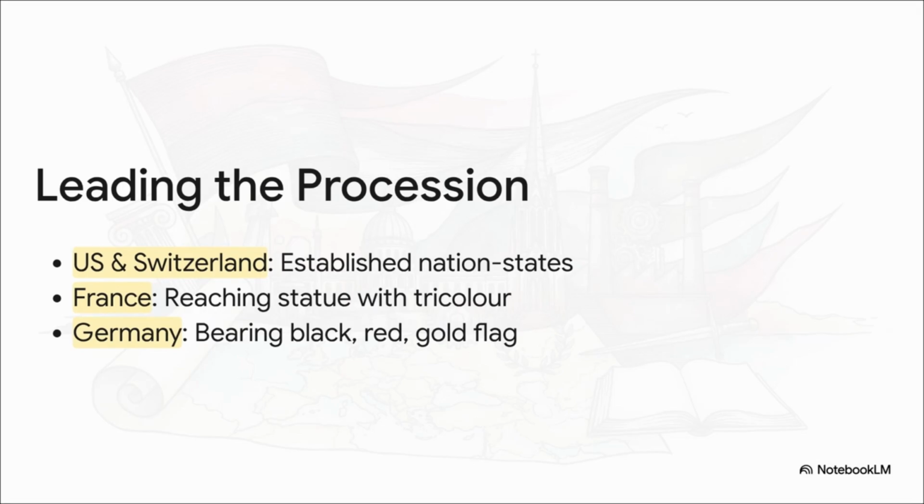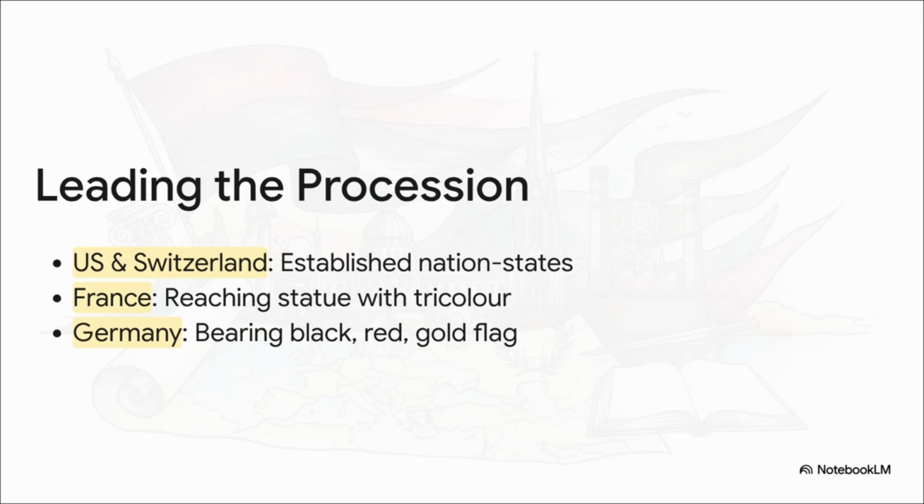So, who is leading this massive parade? Well, chronologically and politically, the placement in this march matters immensely. The United States and Switzerland are leading the procession out front, because by 1848, they were already established nation-states. Following right behind them is France, who you can identify by the revolutionary tricolor flag, having just reached the Statue of Liberty. And right behind France are the German peoples.